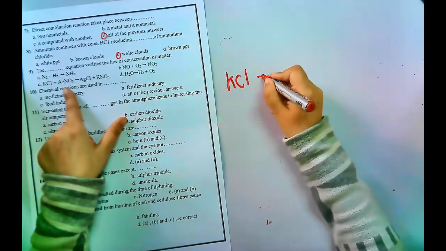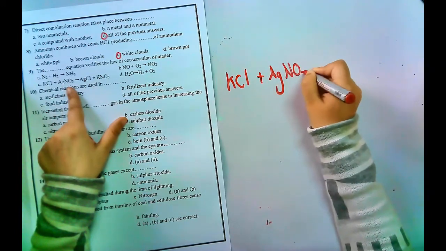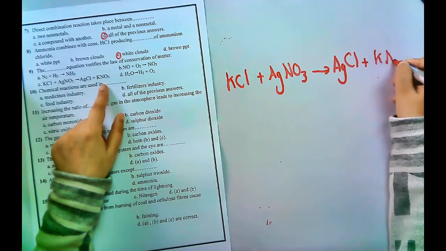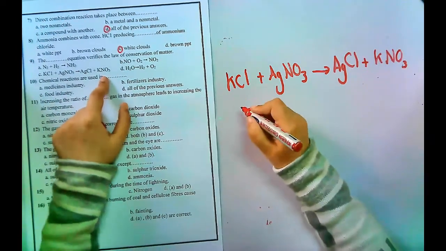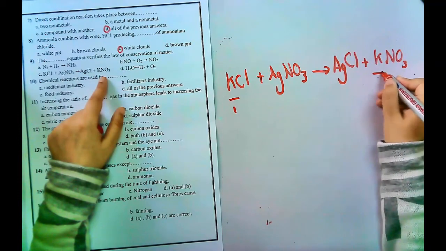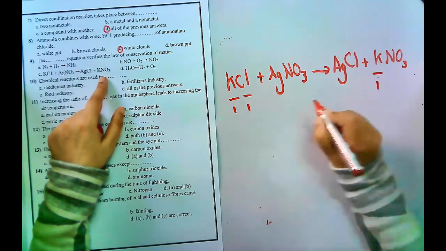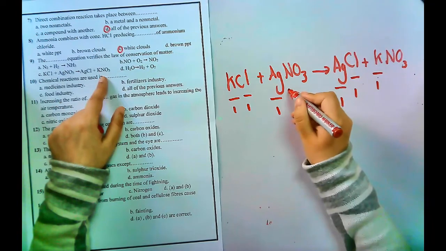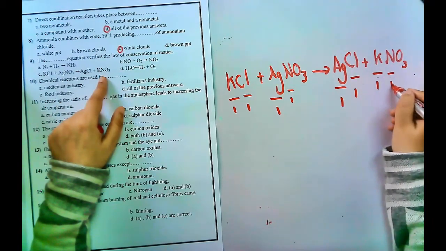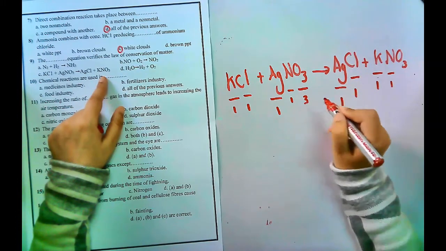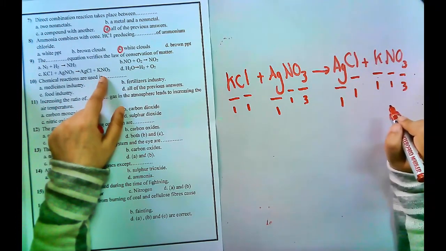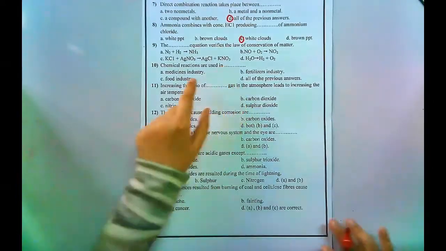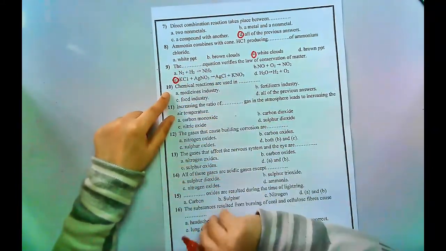Potassium chloride plus silver nitrate gives silver chloride plus potassium nitrate. Let's count potassium atoms. Here it's only 1, and here also 1. Chlorine 1, and here chlorine is 1. Silver 1, and silver here is 1. Nitrogen 1, and here nitrogen also is 1. Oxygen in the nitrate is 3, and here oxygen also is 3. So they are balanced. This equation is balanced. The number of atoms in the reactants equals the number of atoms in the products.